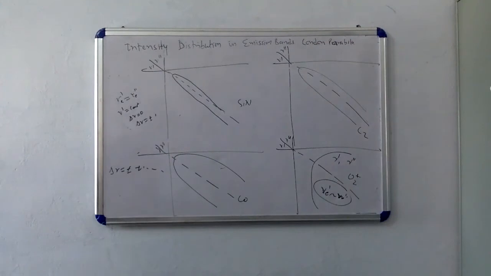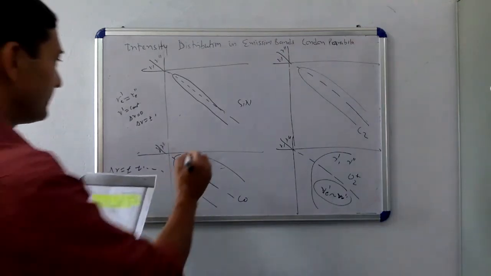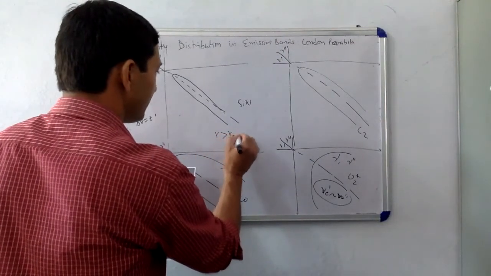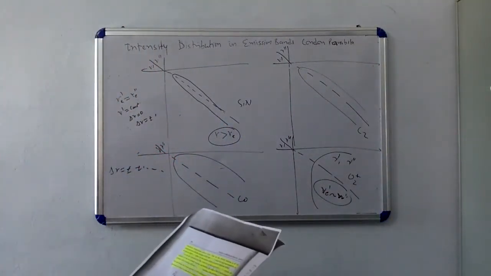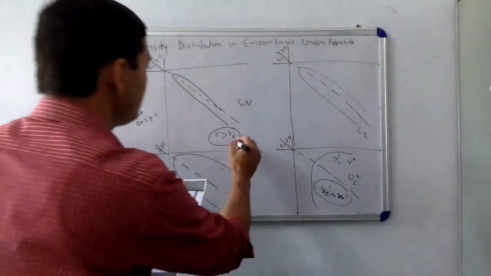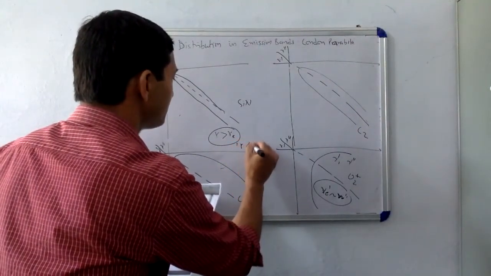Now to generalize this concept for the intensity distribution in all cases, the potential curve becomes increasingly asymmetric with increasing R. It means that nuclei spend more time in the phase where R is greater than R_e than in the contracted phase where R is less than R_e.